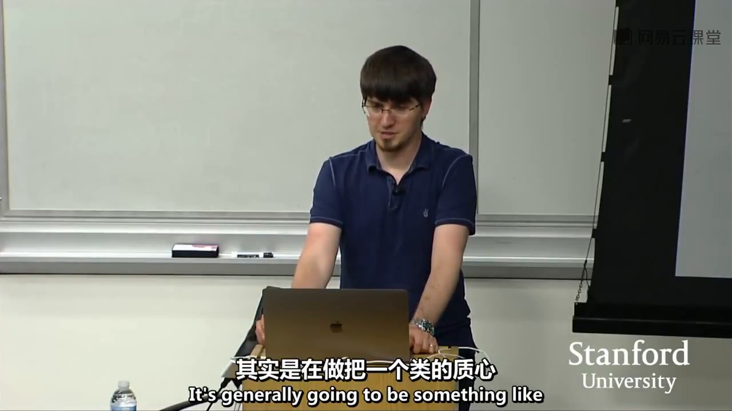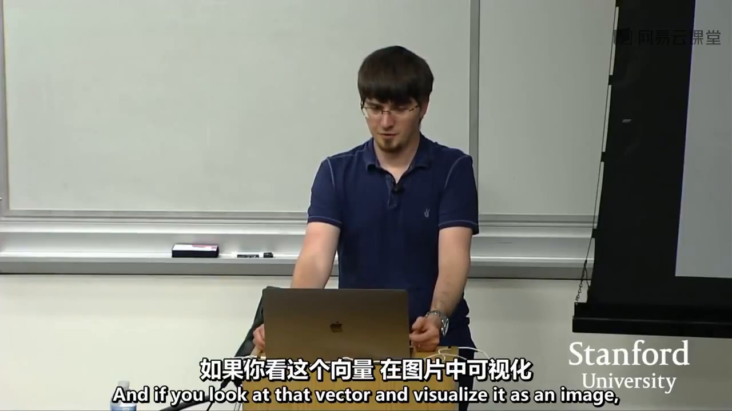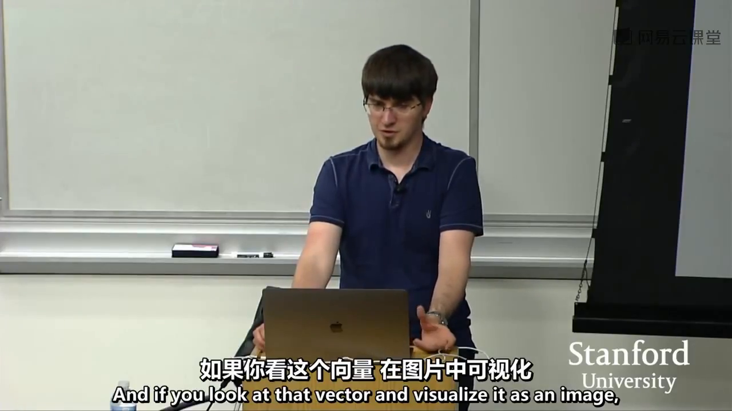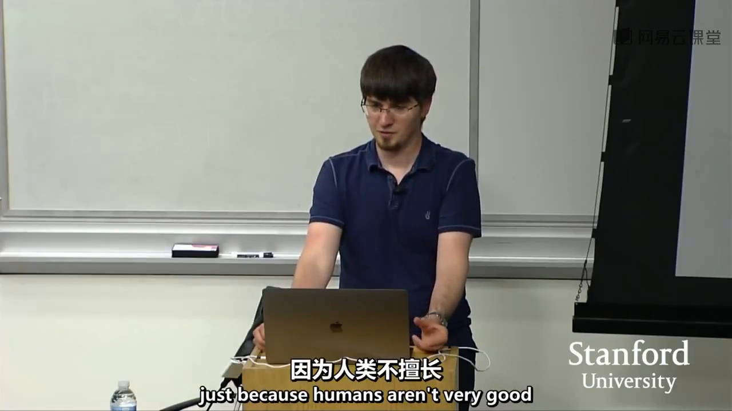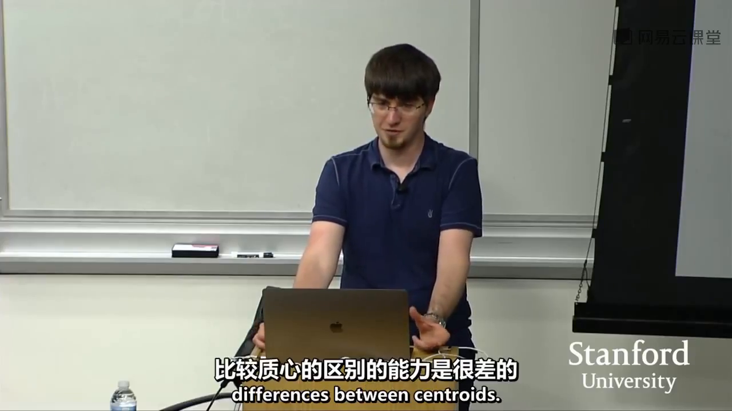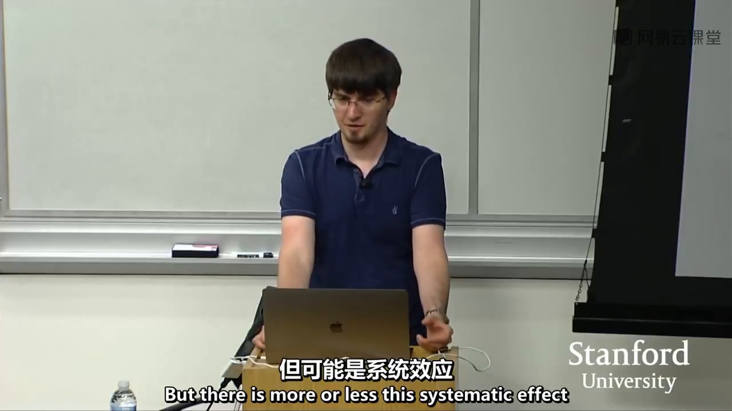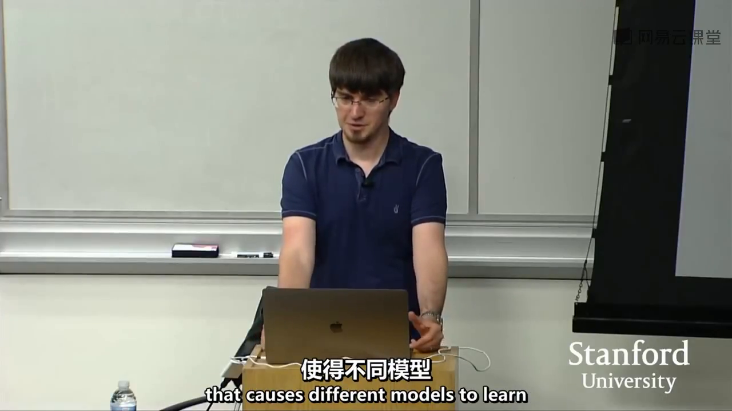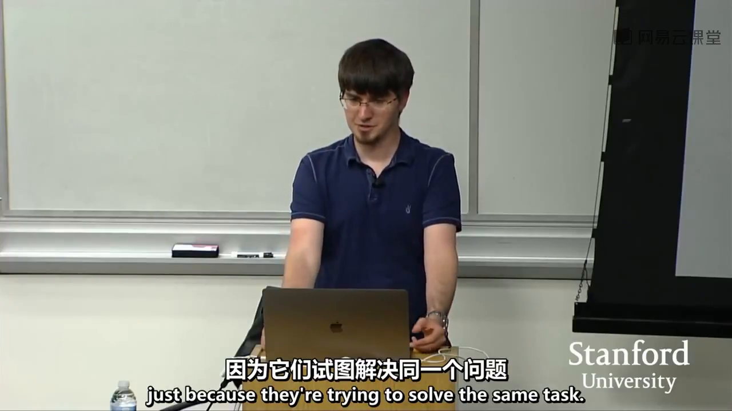It's generally going to be something like pointing from one class centroid to another class centroid. And if you look at that vector and visualize it as an image, it might not be meaningful to a human, just because humans aren't very good at imagining what class centroids look like. And we're really bad at imagining differences between centroids. But there is more or less this systematic effect that causes different models to learn similar linear functions, just because they're trying to solve the same task.